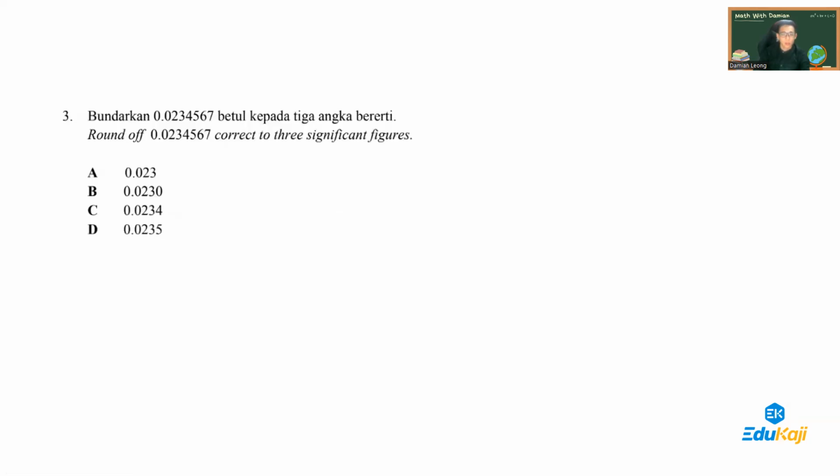Okay. So question 3, round this off correct to 3 significant figures. When we count significant figures, we look from left to right. We start from the first non-zero number. So 1, 2, 3. If the next number is 5 or above, we round up. If it's less than 5, we round down. So it's 5, so I round up, becomes 235. So 0.0235, answer D.